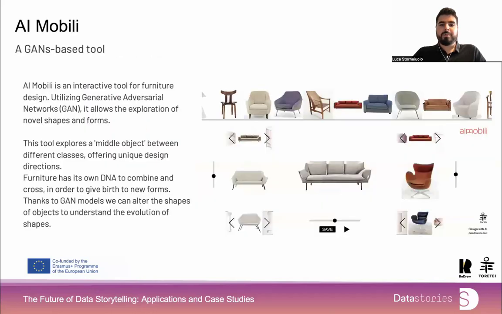The first example is the AI Mobili tool. This tool is trained on a specific dataset and employs the generative adversarial network to explore different design ideas between designs inspired by the training data. And now let's see a practical example.